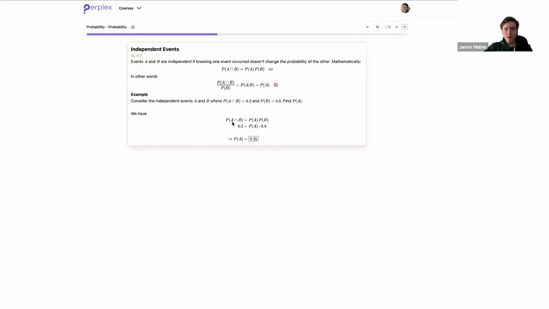Let's consider two independent events A and B, where A intersection B is 0.2 and the probability of B is 0.8. All right. So because they're independent, I can say that the probability of both is just the product of the probabilities. And that means I take what I have, 0.2 is equal to P of A times P of B, which is 0.8. I solve for P of A and I get 0.25.